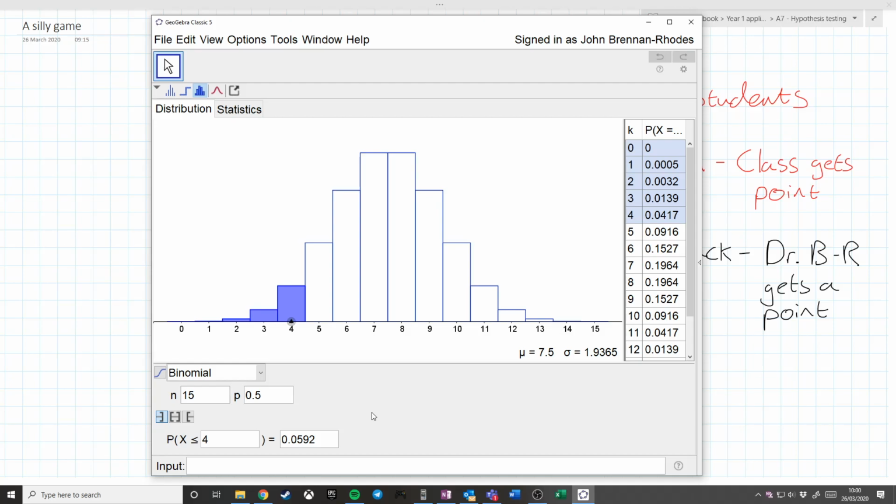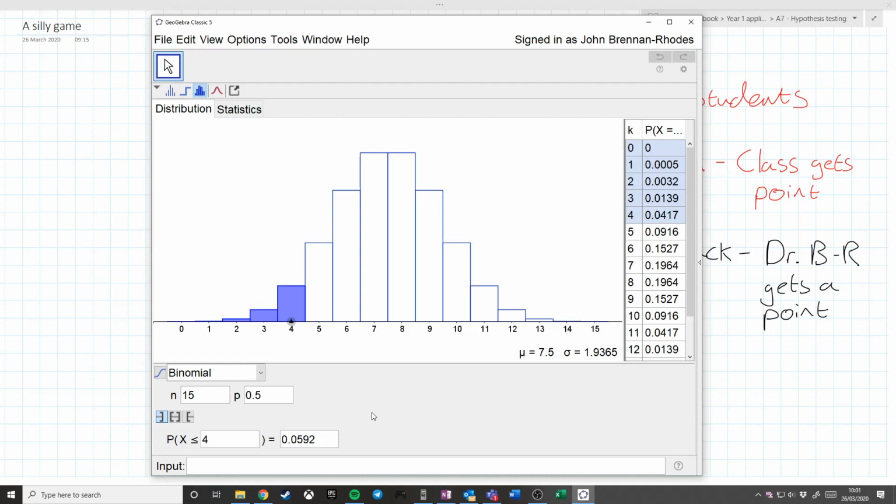So it is very unlikely to see that if the pack is fair. If the pack is fair, we could see that. Of course, the pack might not be fair, but if it was fair, we could see that. The crucial thing is that it could happen. It's not impossible. It could happen about 6% of the time. 6 out of every 100 times we played that game, you would observe a result of 4 or less.